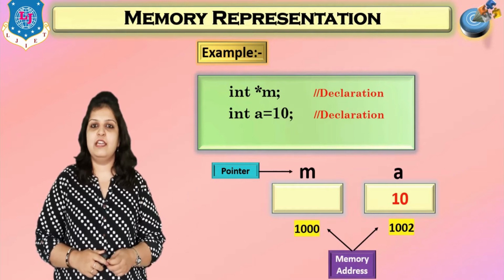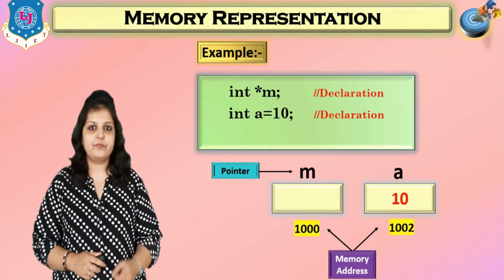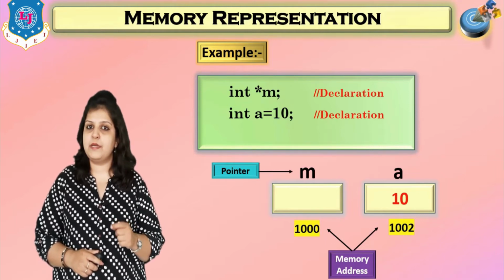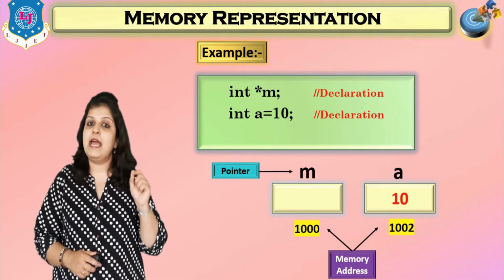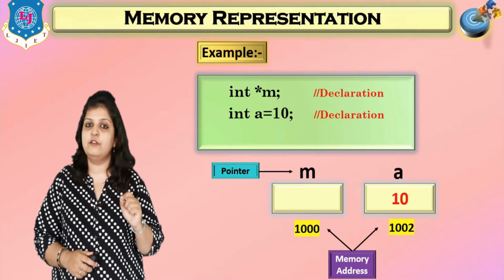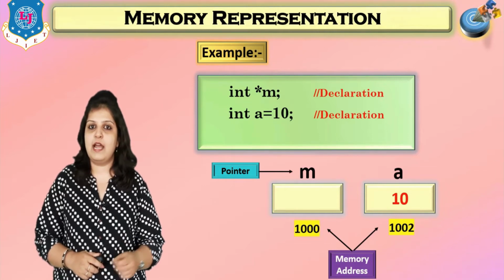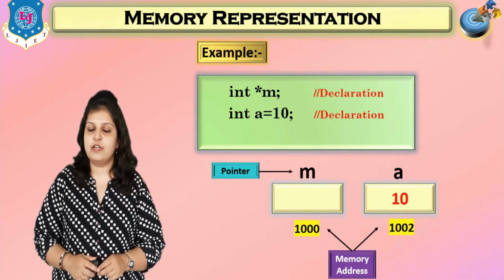When this statement executes, again one memory location will be allocated for the a variable. So just to see here, for a I am taking one random address, 1002. So 1002 is the memory address of our a variable, and in this memory location the value of a will be stored, and here the value of a is 10. So 10 will be stored at the 1002 location.